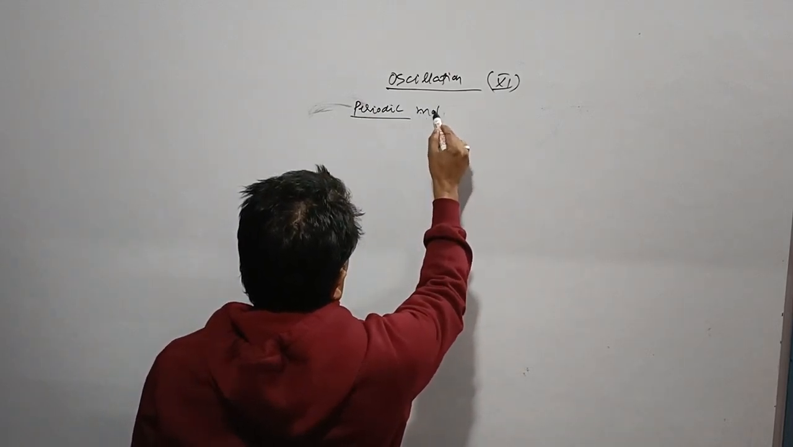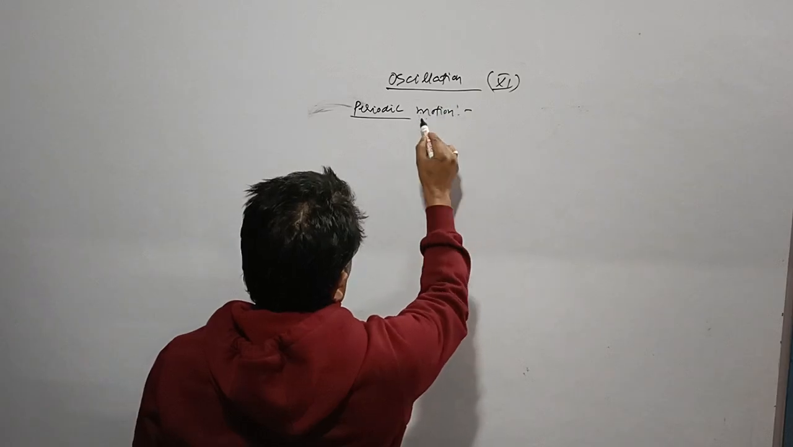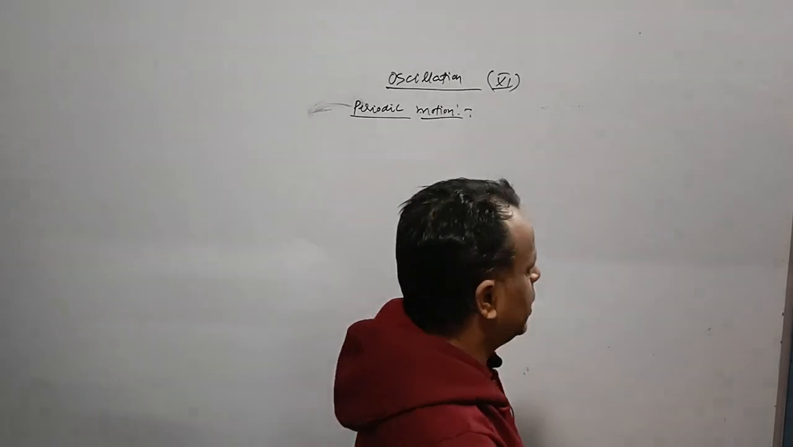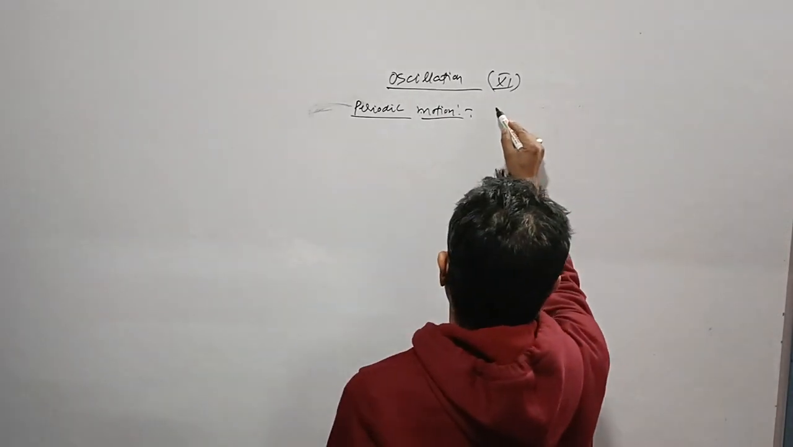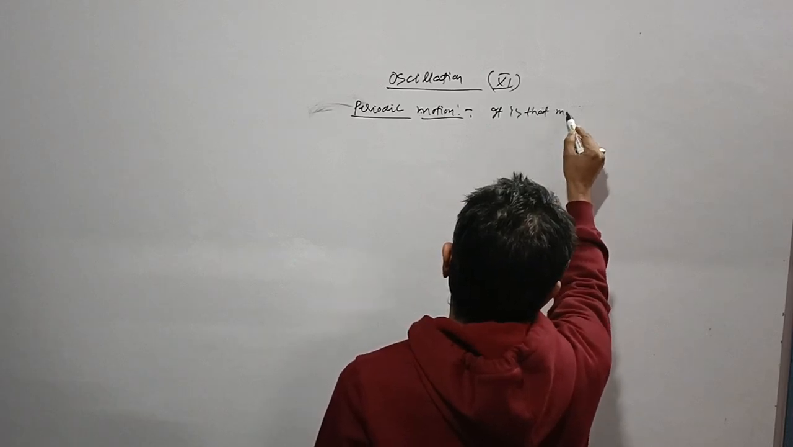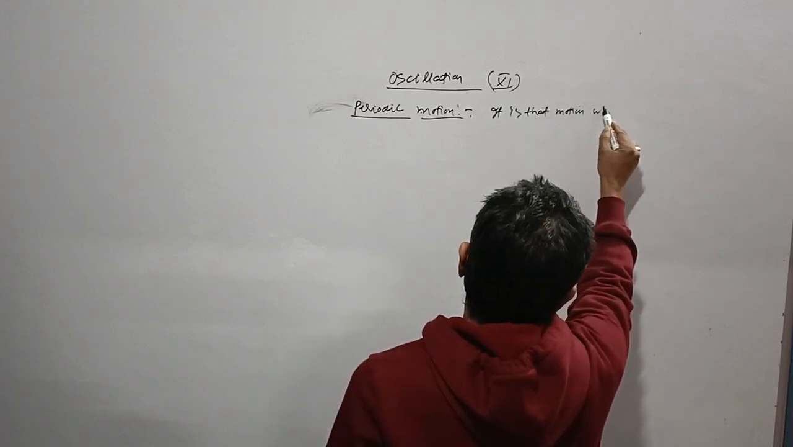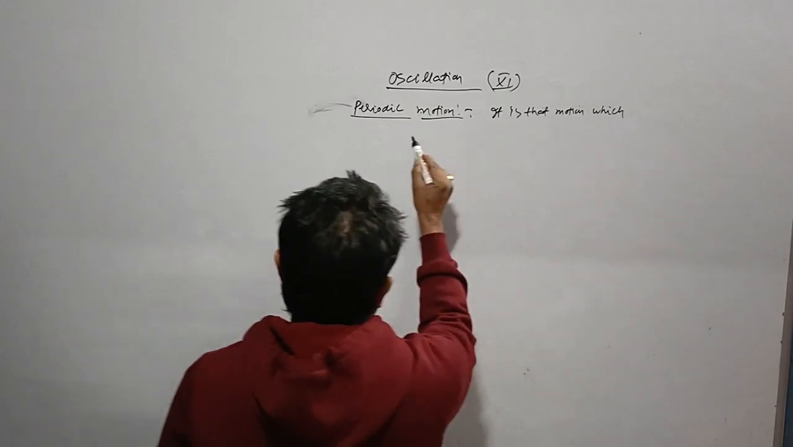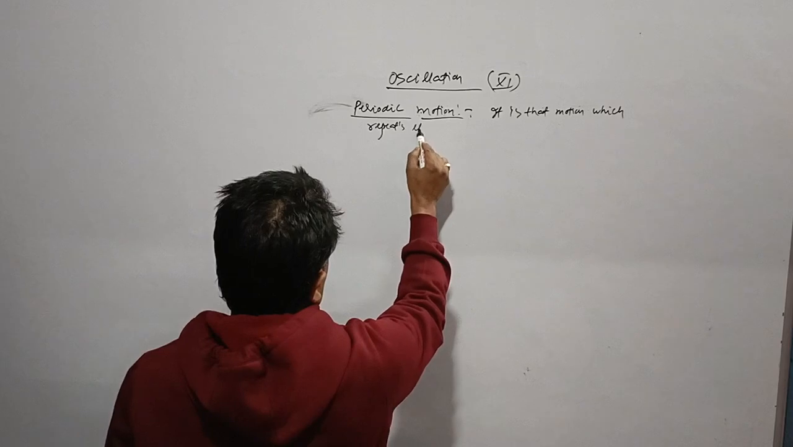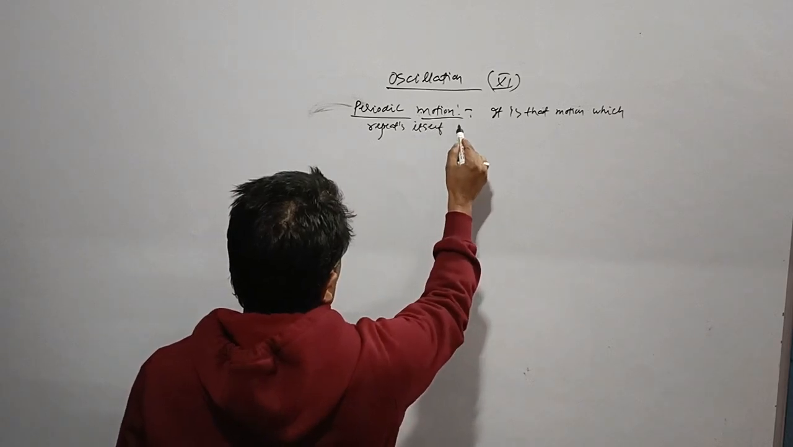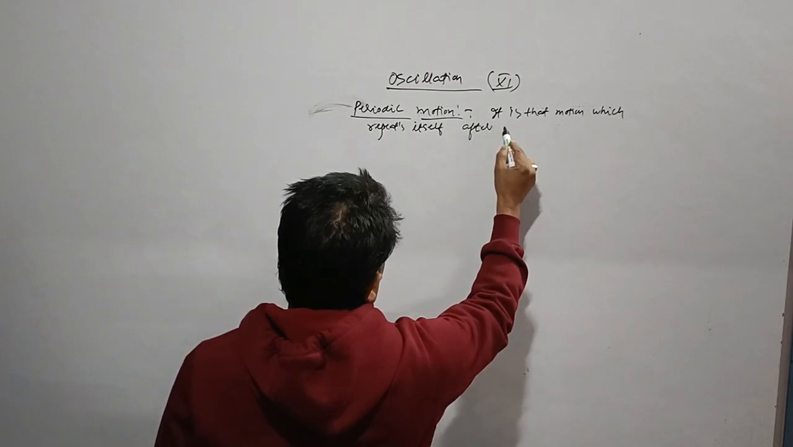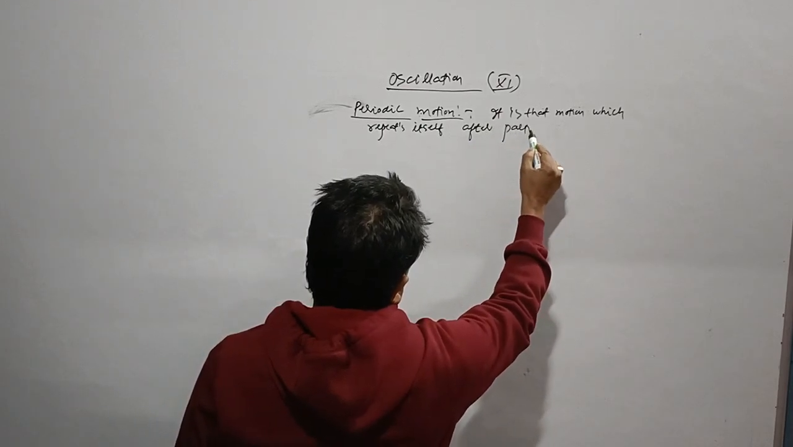Periodic motion. We will say that it is that motion which repeats itself after a particular interval of time.